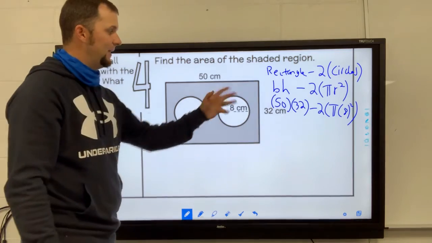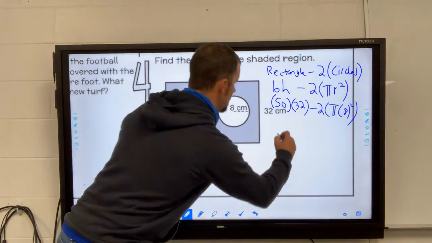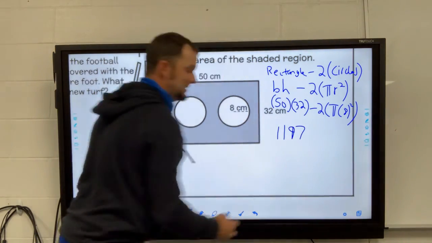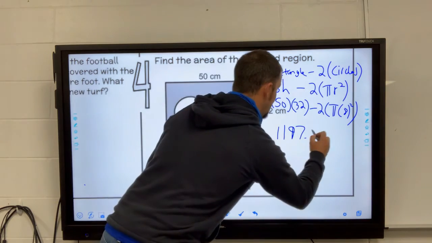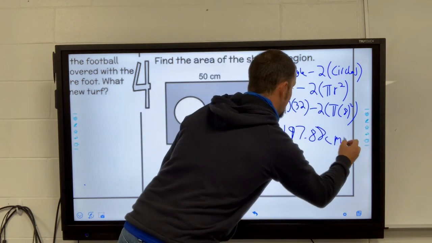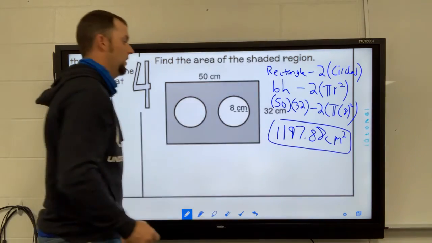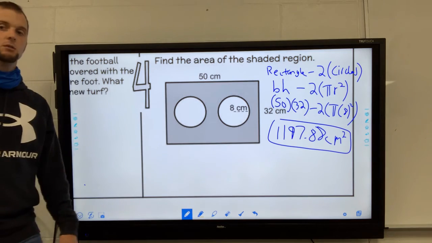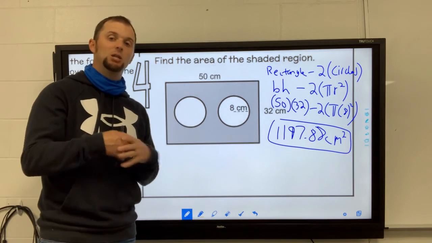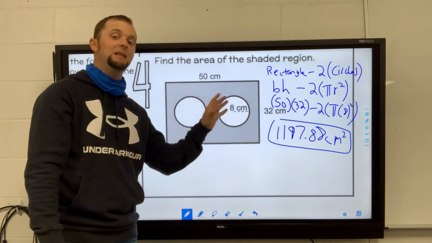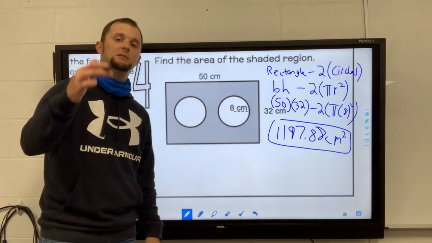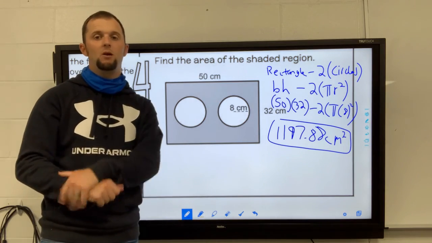Okay, so whenever I type that in and work that out, it's gonna come out to be 1,197.88 centimeters squared is gonna be my shaded region of my shape here, okay? So make sure you guys analyze and look at what you need to and understanding the situation. Please, if you guys are needing any help, please holler at me and let me know.